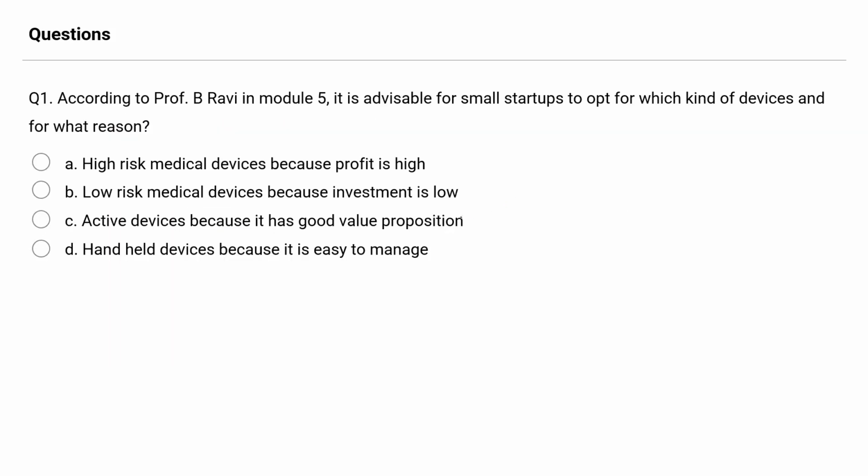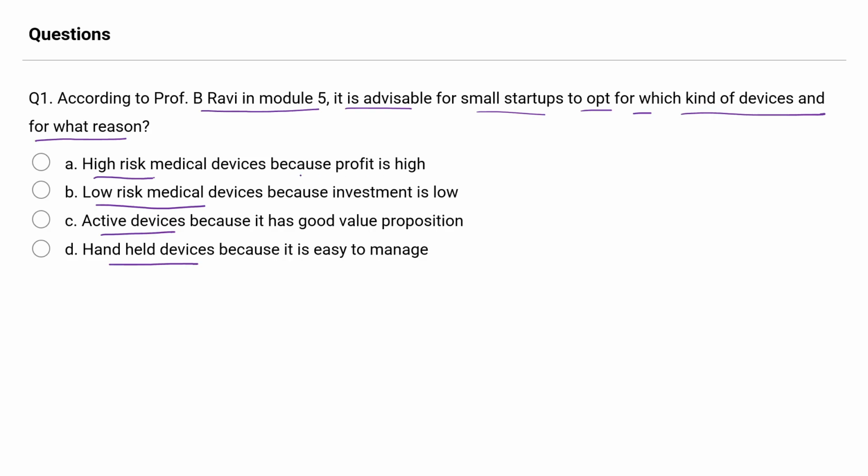Right. So we start with our set of 10 questions. The first question is: according to Professor B. Ravi, Module 5, it is advisable for small startups to opt for which kind of device and for what reason. So, just small startups, the ones which are small startups, to opt for which kind of device? Is it high risk medical device, low risk medical device, active device, or handheld device? And you also have the reason.